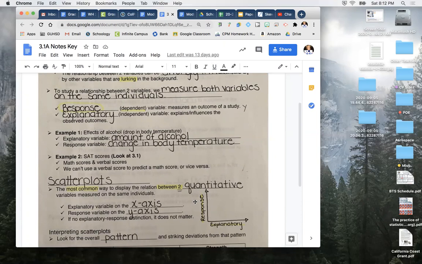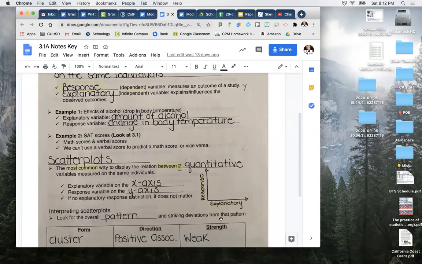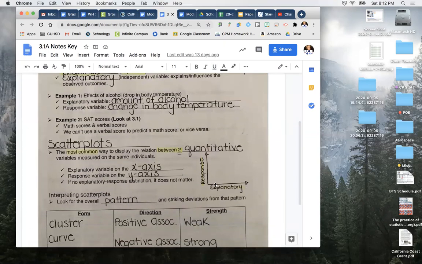If you graphed it the other way, it would actually be incorrect. So you have to do explanatory. What is explaining the response?